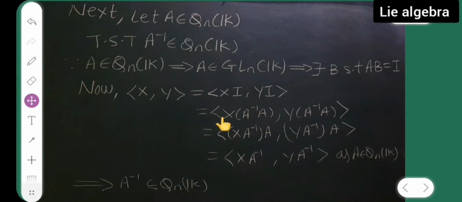So this is equal to the inner product of x A inverse A comma y A inverse A. Then this is equal to the inner product of (xA inverse)A comma (yA inverse)A, taking A outside, and this is equal to the inner product of xA inverse comma yA inverse. The same definition I have applied, as A belongs to Qn of K. And AB is equal to I, so that's what I have used here. So finally we proved that A inverse belongs to Qn of K.